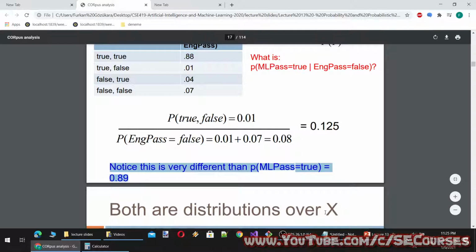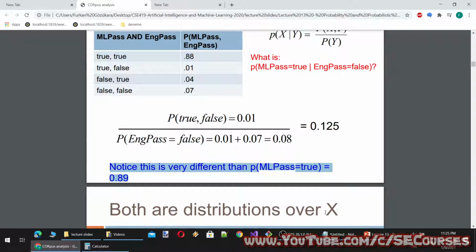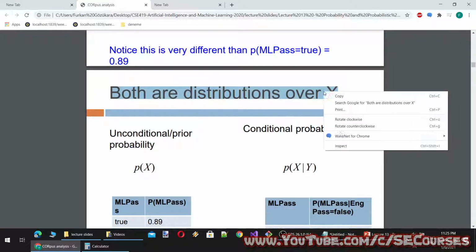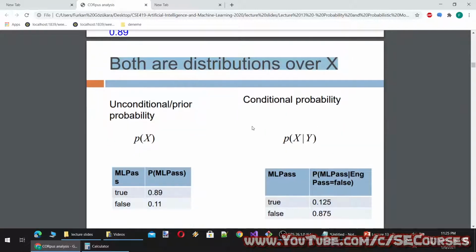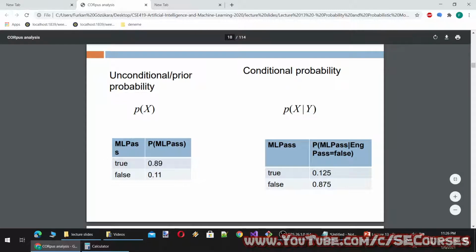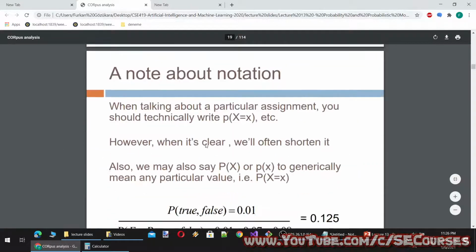Notice this is very different than P(ML pass = true) = 0.89. Okay. Both are distributions over x. So there is an unconditional prior probability P(x) and there is a conditional probability P(x|i). So it differentiates when you use a comma or this bar. All right, so you see these are the probabilities.